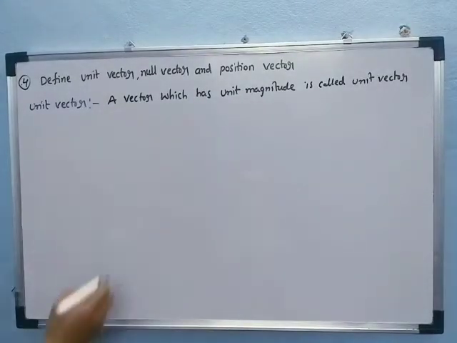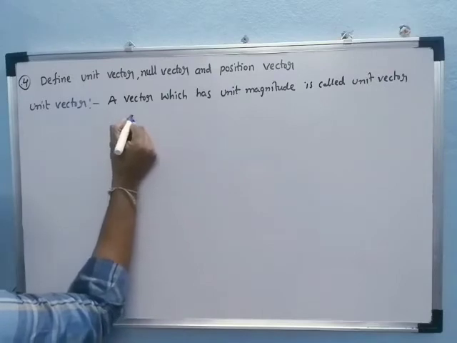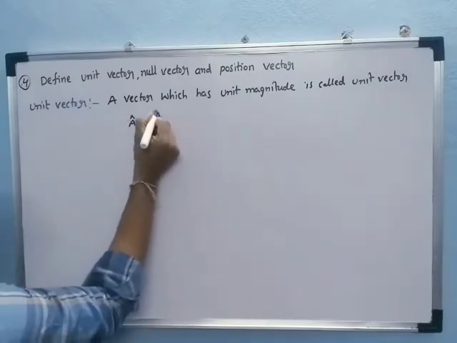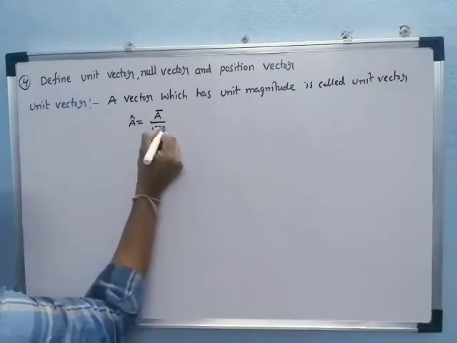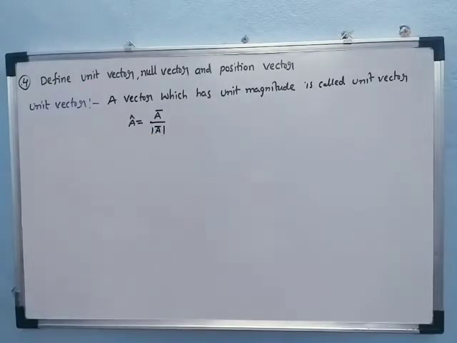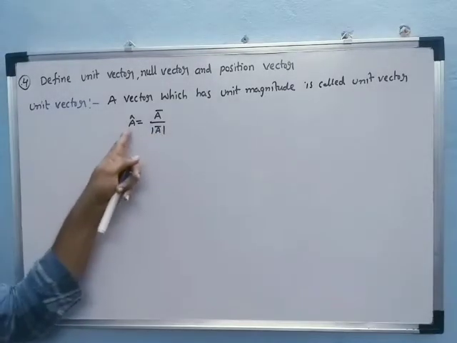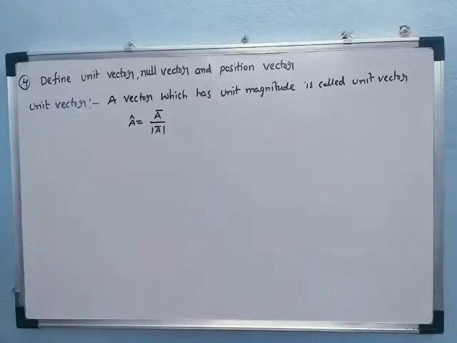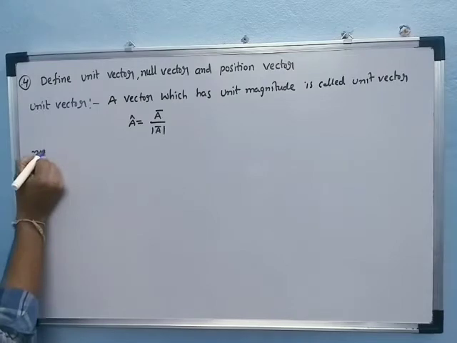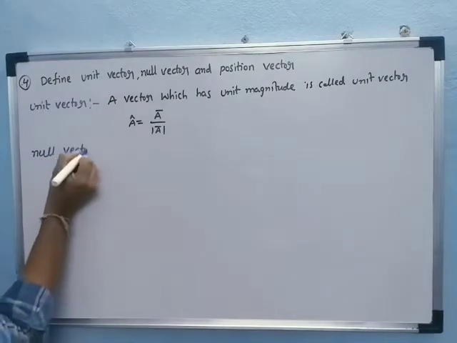The unit vector is represented by a cap, which is equal to a bar by magnitude of a bar. So what is the representation of the unit vector? a cap is equal to a bar by magnitude of a bar. And next we are discussing the null vector.